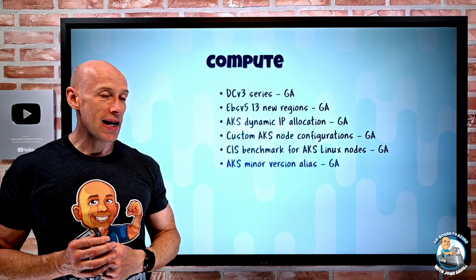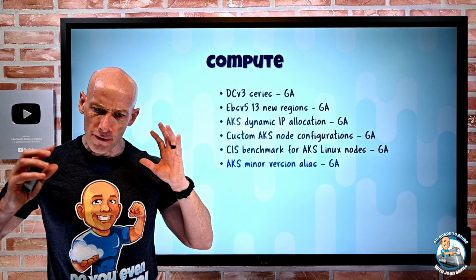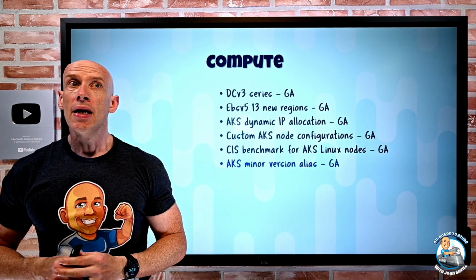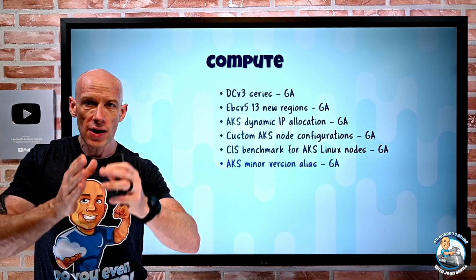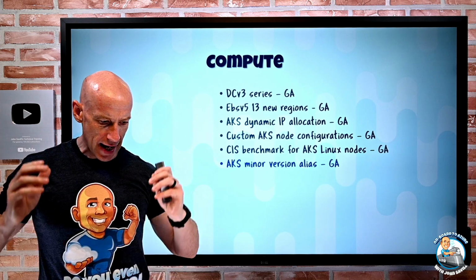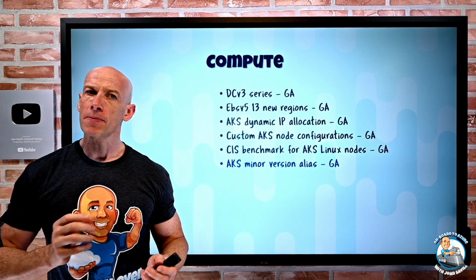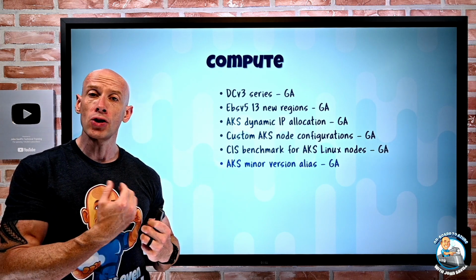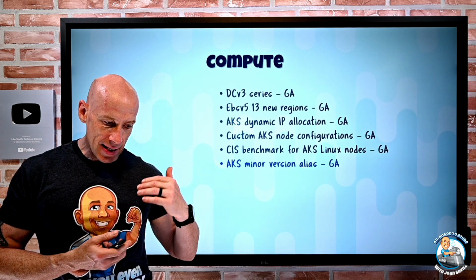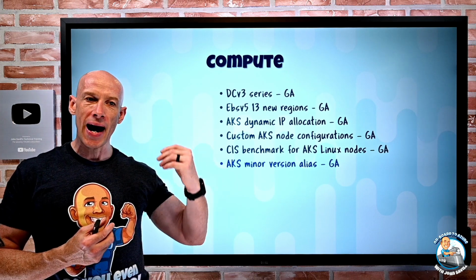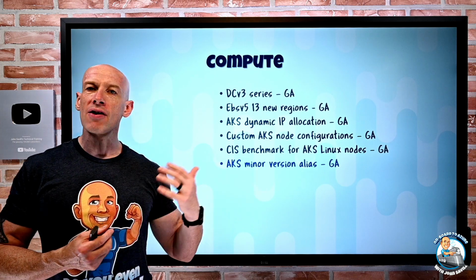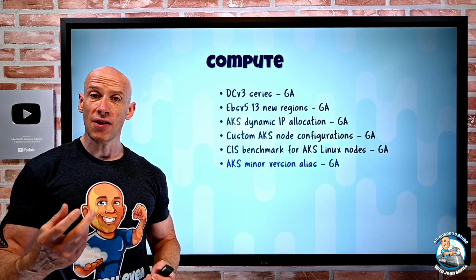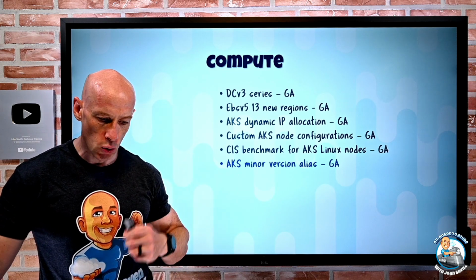AKS minor version alias has gone GA. If I think about versioning in AKS, you have the major.minor.patch. And what we previously had to do was always specify the full 3 components of that. I'd say, hey, 1.21.7. Well, now with the minor version aliases, I could just say, hey, I want 1.21. And it will automatically then go and pick the latest patch version based on that minor version I've specified. So, hey, I say 1.21. If the latest patch is 0.7, it will automatically go and use 1.21.7.